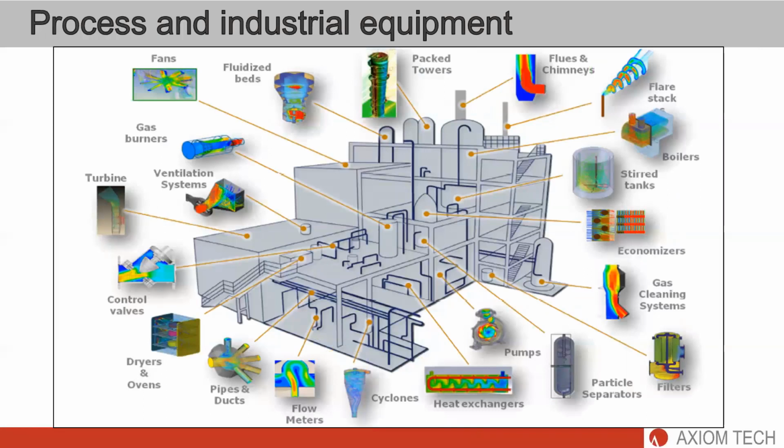The next important industry example is process and industrial equipment. In this industry, companies usually simulate pumps, burners, fans, valves, boilers, filters, meters, pipes, ovens, and of course heat exchangers, and the other devices you can see in the picture. This is a very important and big industry.